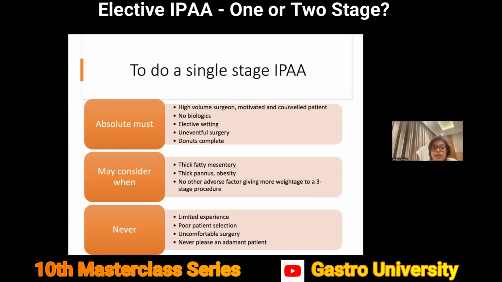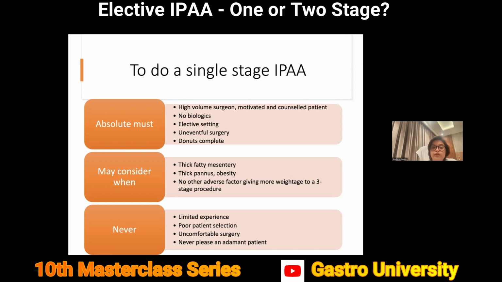The patient should not have been on biologicals before the surgery. It should be done in an elective setting. The surgery per se should be uneventful with complete donuts. In case during surgery the surgeon is uncomfortable or there has been an unexpected event, one should err on the side of doing a diversion stoma. One may consider a single stage procedure if the mesentery is really fatty and the pannus is really thick and the patient is obese, because in that case, it is virtually impossible to bring the stoma out to the level of the skin.